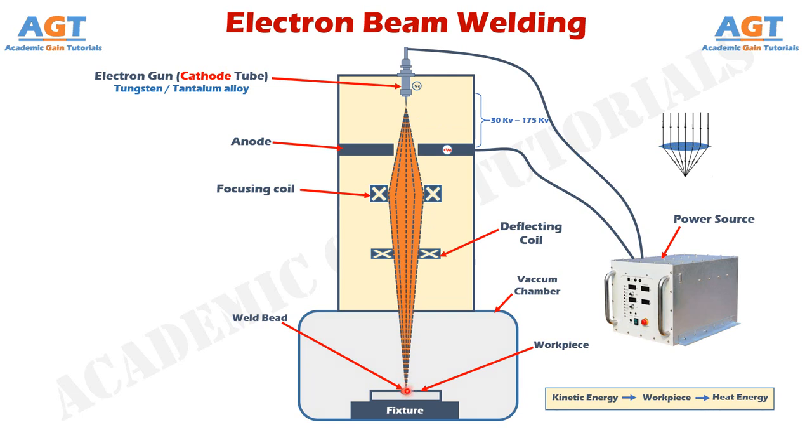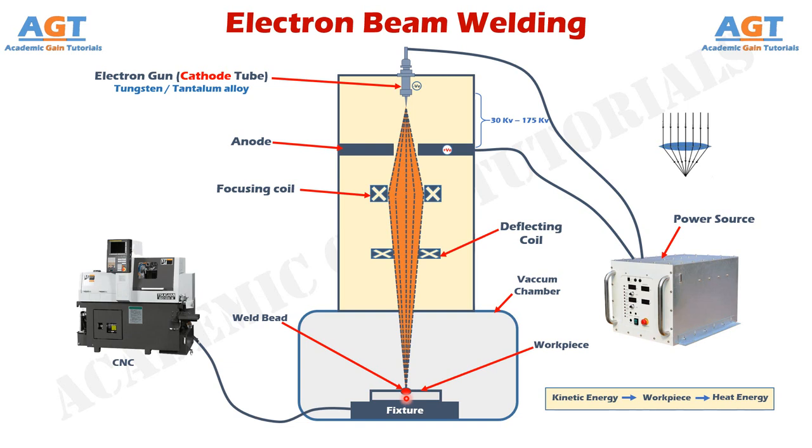Now, since the welding is done in a vacuum sealed chamber, it is not possible to manually move the workpiece from one position to another when one position has been joined. Thus we need to control the positioning of the workpiece from outside the vacuum chamber using computer numeric controls. So, this is how the electron beam welding process works.